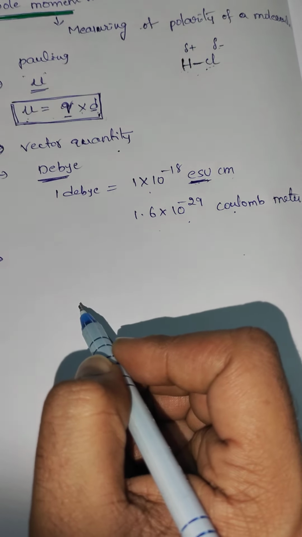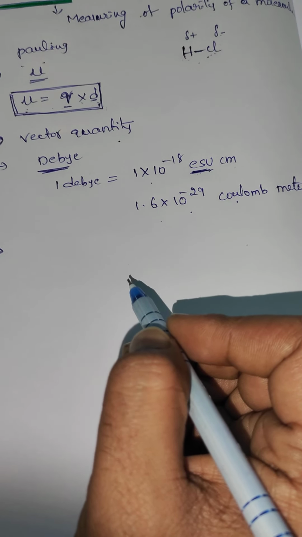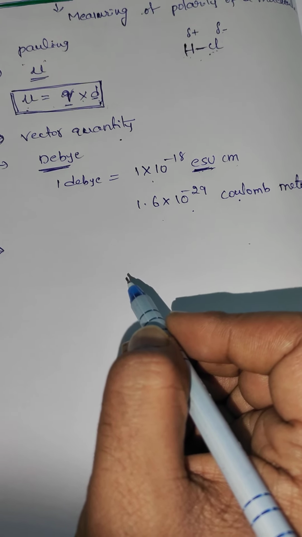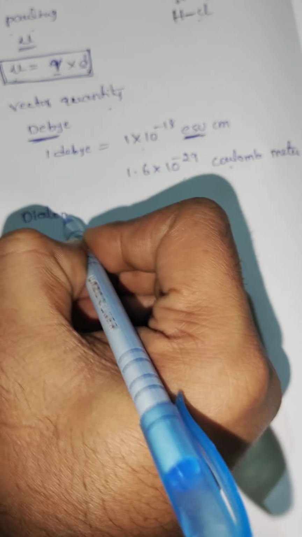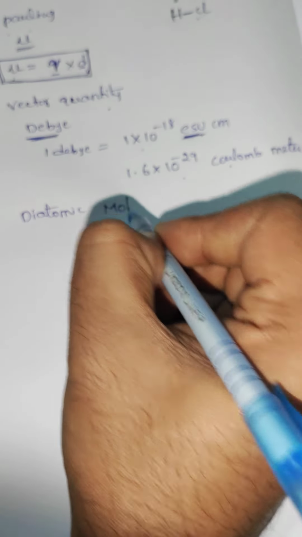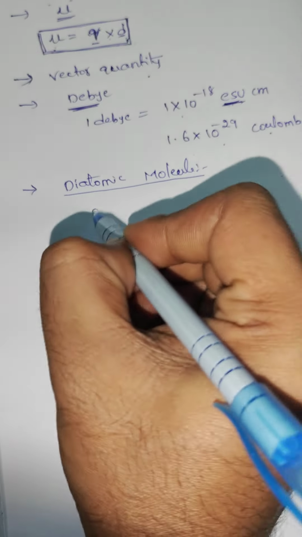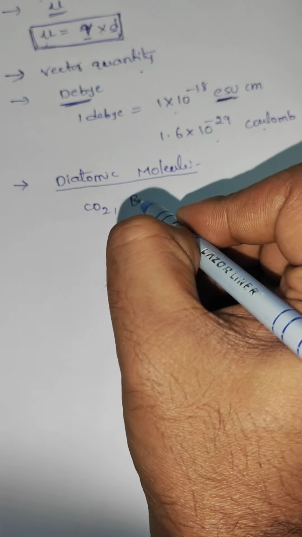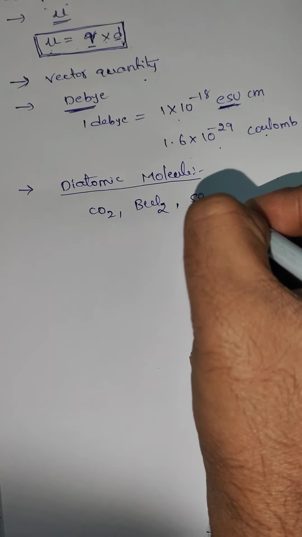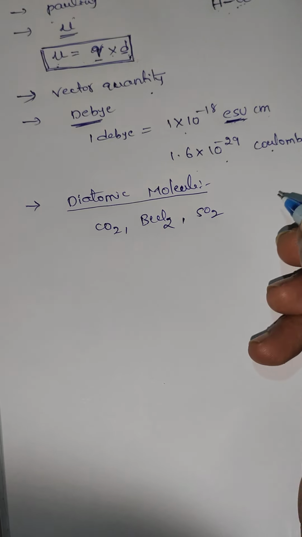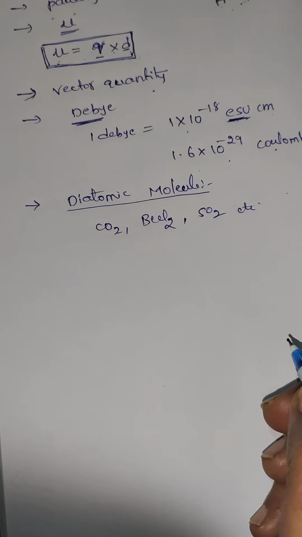Next point: in a molecule, mu depends upon the difference of electronegativity, as in the increasing order of dipole moment. Examples are CO2, BeCl2, SO2, etc.